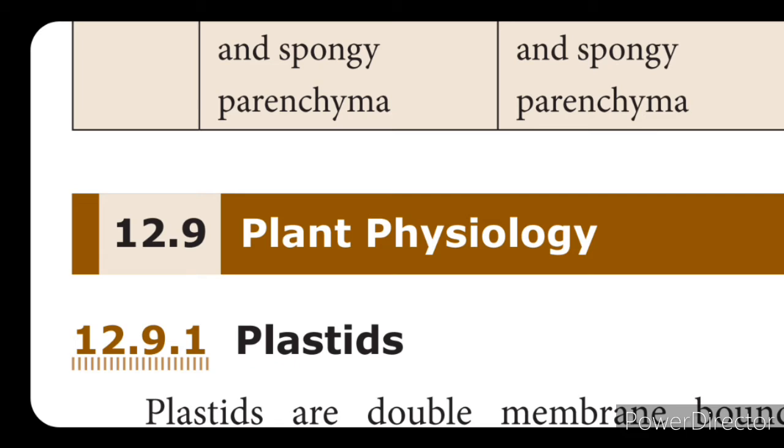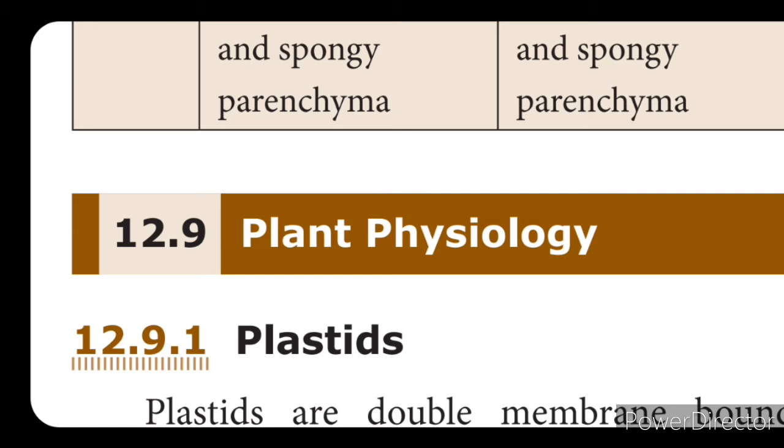One is the chloroplast, which has a green color pigment that we are very familiar with, and this is useful for the preparation of food in the photosynthesis process. And the next one is the chromoplast. Chromo means colored, so colored plastids. These are mostly yellow, red, or orange colored plastids.